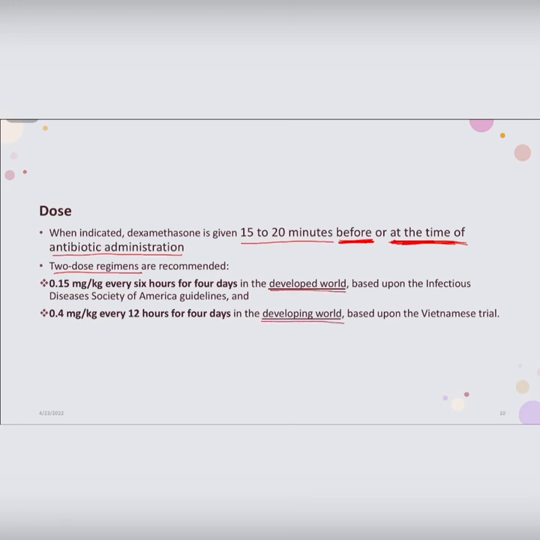For developed countries, the dose is 0.15 milligram per kg every 6 hours for 4 days. This is based upon the Infectious Diseases Society of America guideline. For the developing world, 0.4 milligram per kg every 12 hours for 4 days. This is based upon the Vietnamese trial.